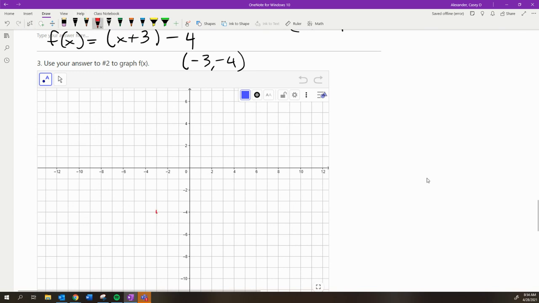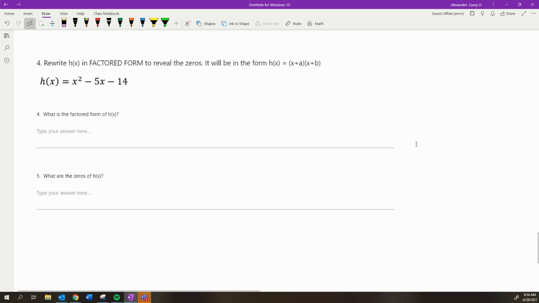Negative 3, negative 4. All right, and we go over 1 and up 1, but if we go over 2, we go up 4. And if we go over 3, we go up 9, because 3 times 3 is 9, and so on. And then the last problem, the very last one, you don't even have to graph. It says, what is this in factored form?